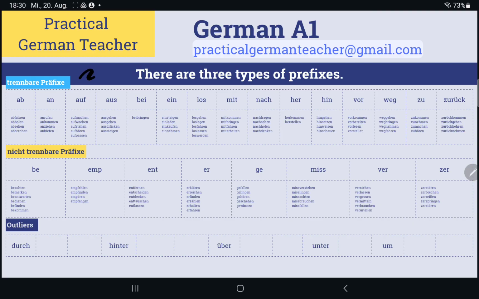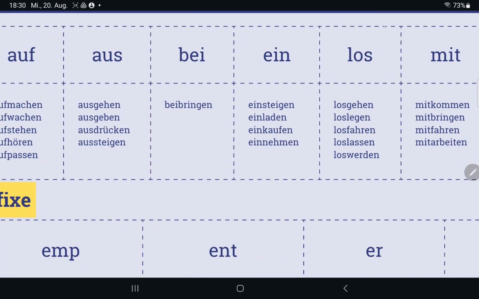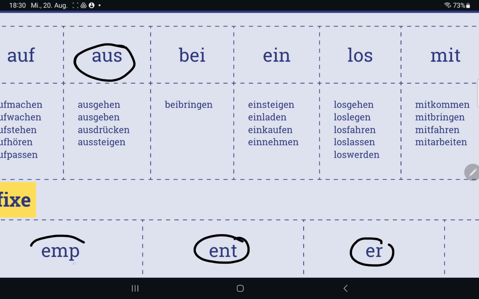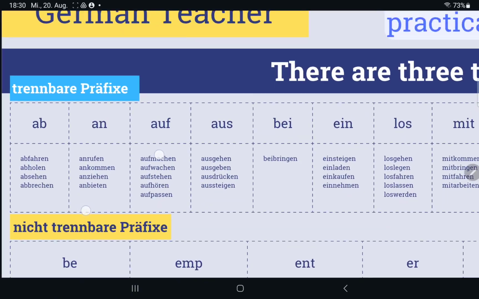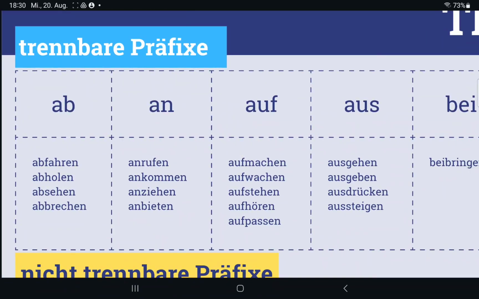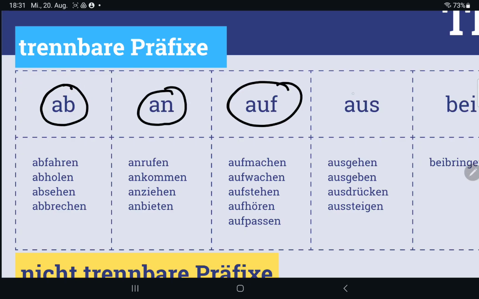So these two things are deterministic. Whenever you come across a verb with the prefix aus, just close your eyes and say it's a separable verb. Whenever you come across a verb with the prefix ver, er, or emp, just close your eyes and say it's non-separable. That's how sure you can be. Now I will go through the prefixes one by one. The Trennbare prefixes: you have ab, an, auf, aus, and so on.